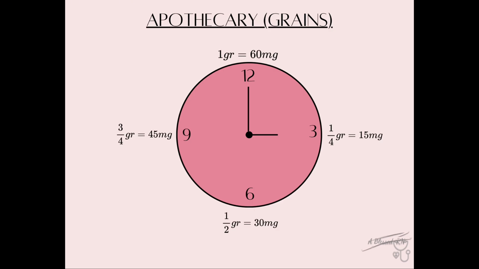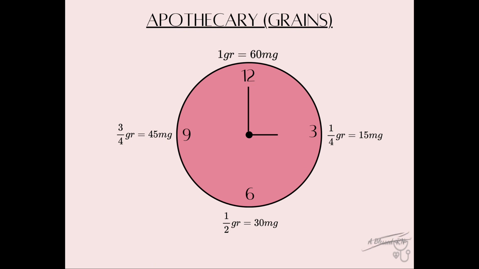I like to use the clock to show the method of how you would convert your grains to milligrams. 1 grain is 60 milligrams. You see this represented by the 60 being at the 12 hand on the clock. So if we go a quarter past at the 3, we see that that is 15 milligrams. So 15 minutes past the hour is 15 milligrams.